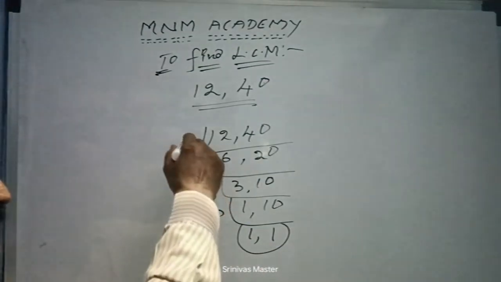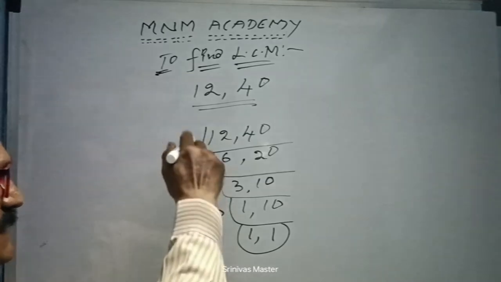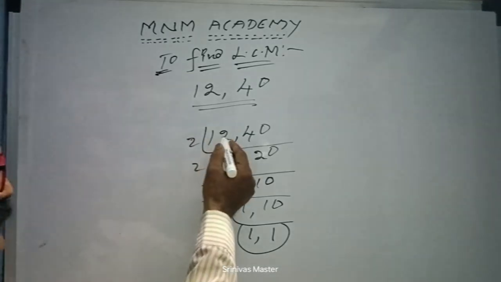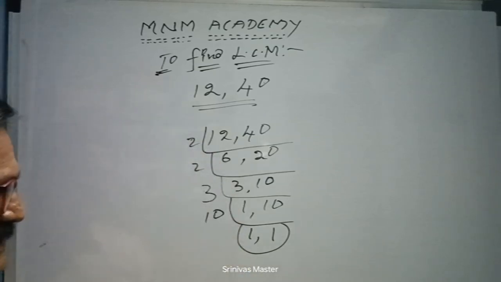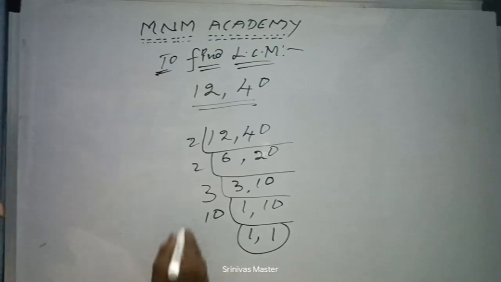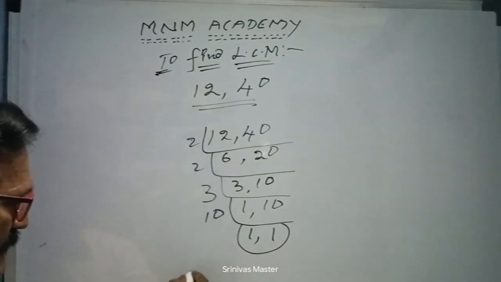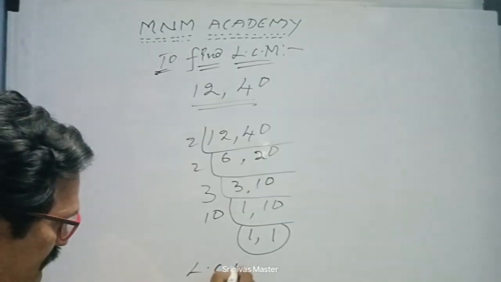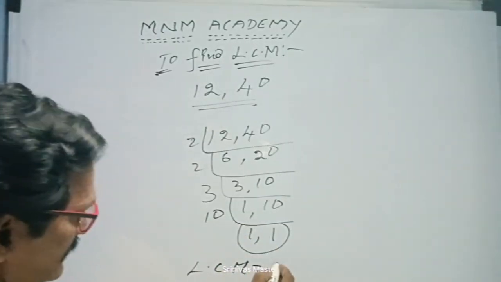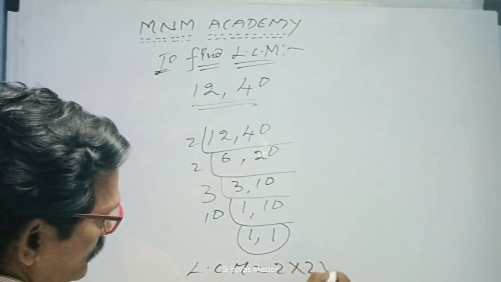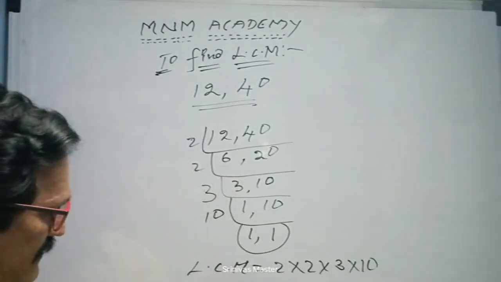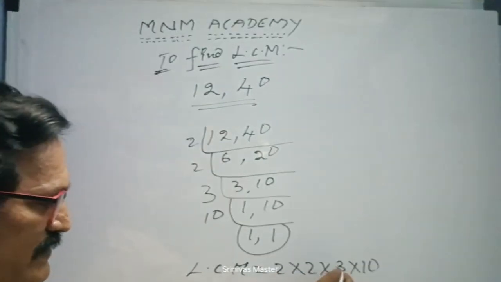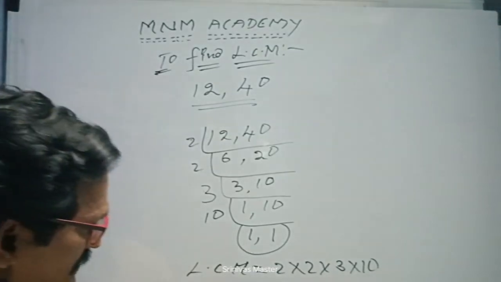Okay, now we have to multiply all these divisors. Okay children, these are the divisors, you know that. Because you are doing 12 by 2 and 40 by 2. These are called the divisors. So in this case, now we have to multiply all these divisors. Okay children, then we can take the product of all these four numbers. That means LCM is equal to 2 into 2 into 3 into 10. Right? Just multiply children. 2 2s are 4. 4 3s are 12. 12 10s are how much? 120.